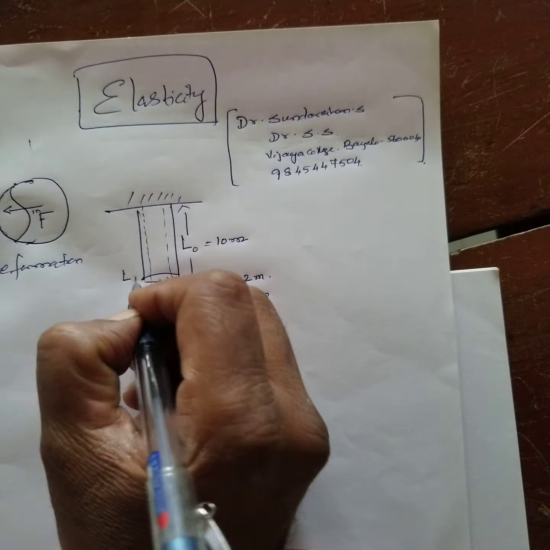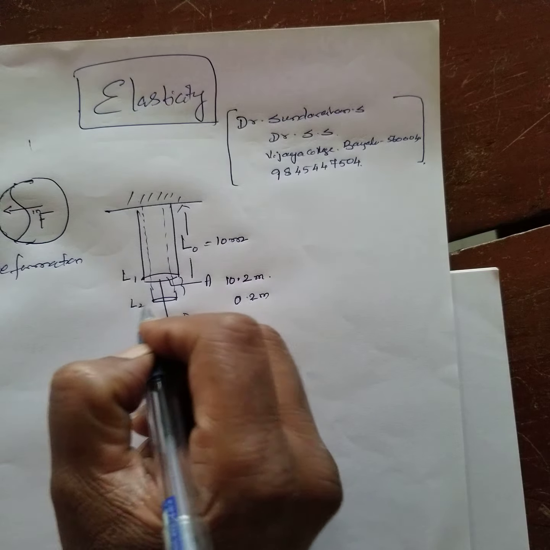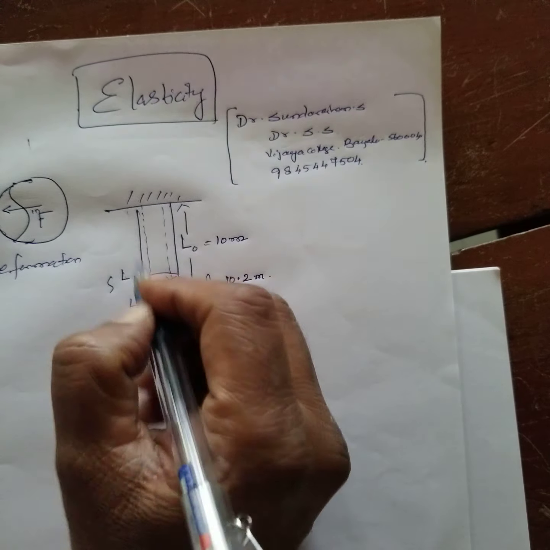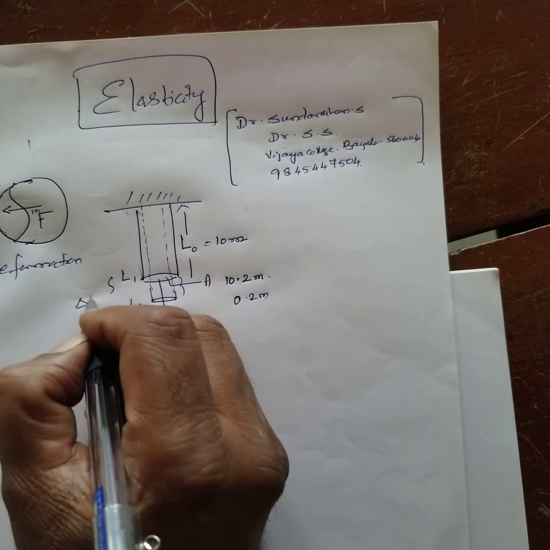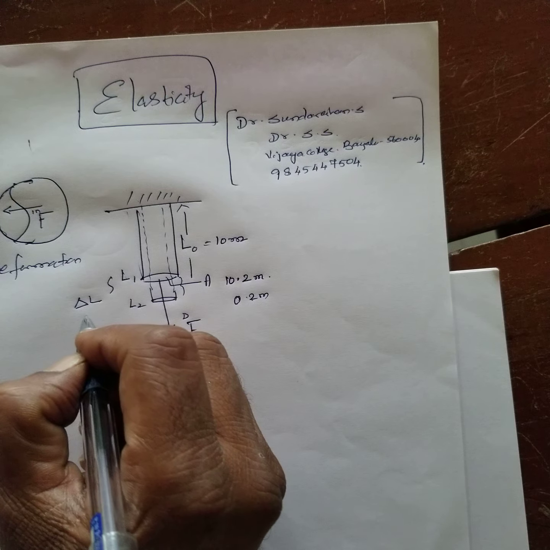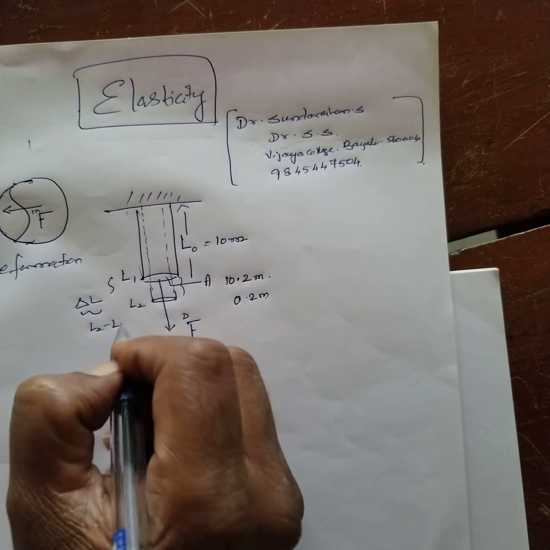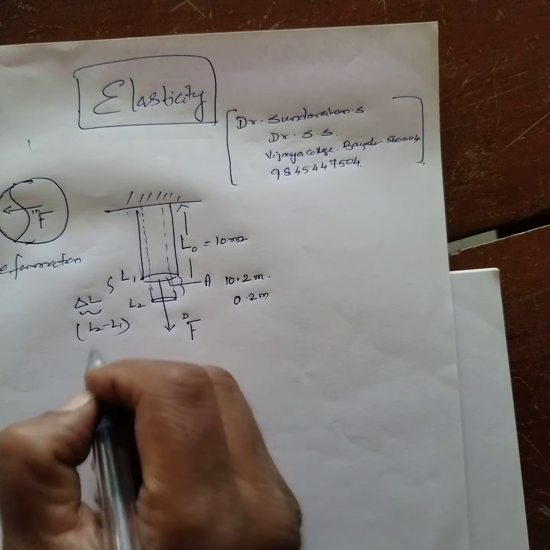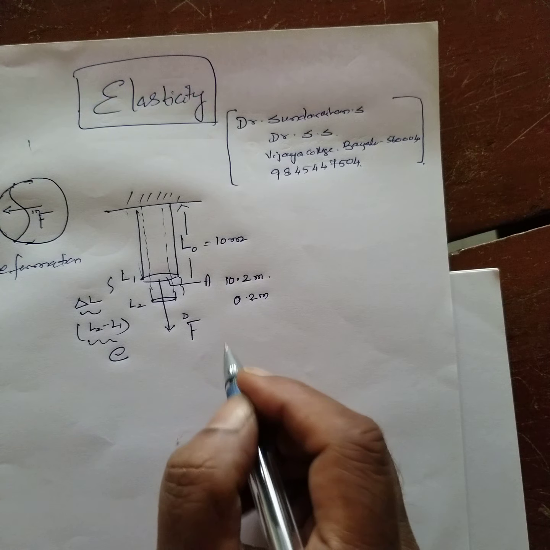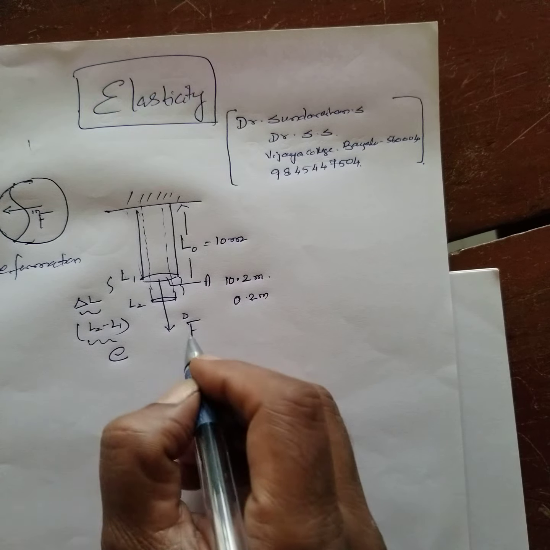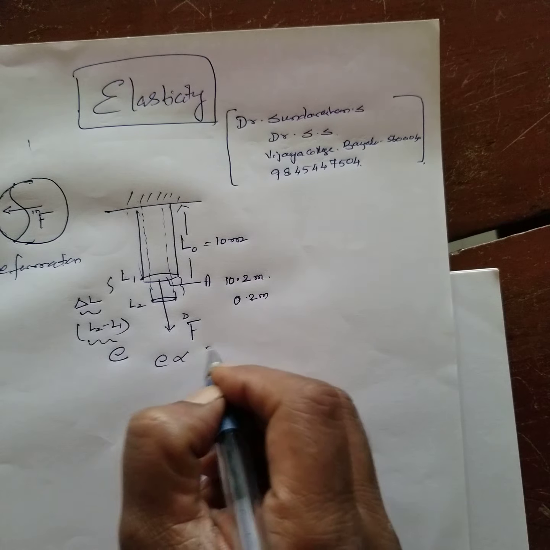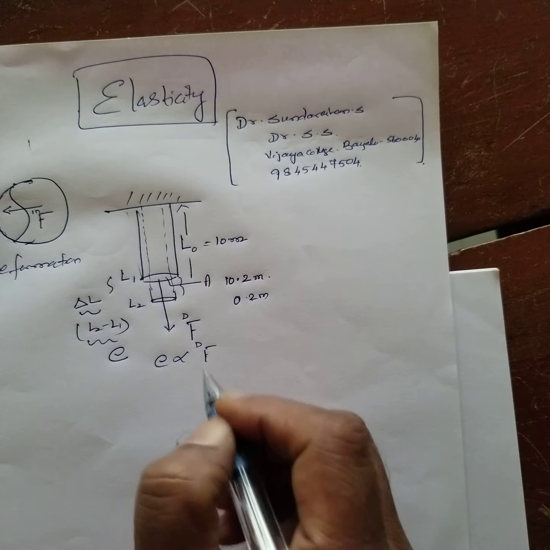Therefore, this is L1. This is L2. From here to here, L1. This is L2. There is a change in length. Change in length is L2 minus L1. And the change in length is also called the extension. Therefore, the extension is directly proportional to the applied force.